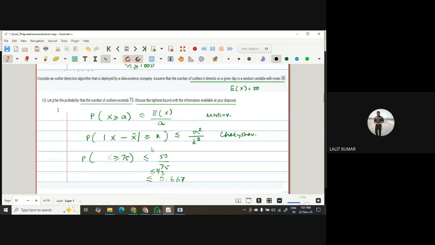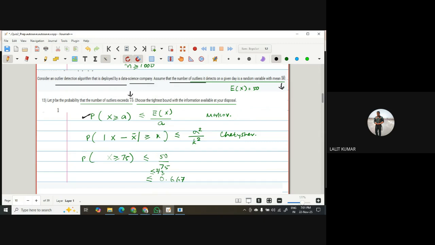Next question is, consider an outlier detection algorithm that is deployed by a data science company. Assume that the number of outliers it detects on a given day is a random variable with mean 50. So expectation of x is 50. Let p be the probability that the number of outliers exceeds 75. Choose the tightest bound with the information available at your disposal. So if we see here, we can use only Markov. And Markov, we know the formula: probability of x greater than or equal to a is less than or equal to expectation of x by a.